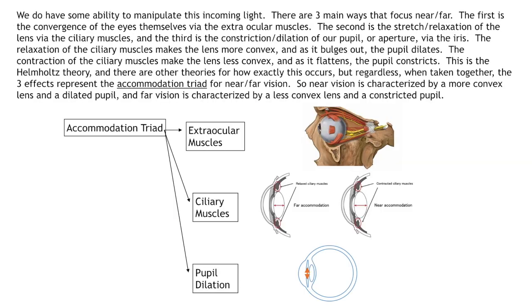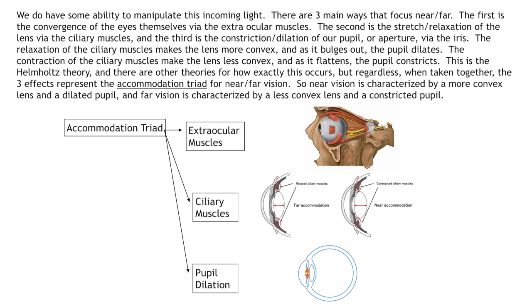So this is not a totally passive system. There is kind of an active component to our vision. We do have some ability to manipulate this incoming light, and there are three main ways that we focus near and far. The first is the convergence of the eyes themselves via the extraocular muscles. The second is the stretch and relaxation of the lens via the ciliary muscles. And the third is the constriction and dilation of our pupil or aperture via the iris.